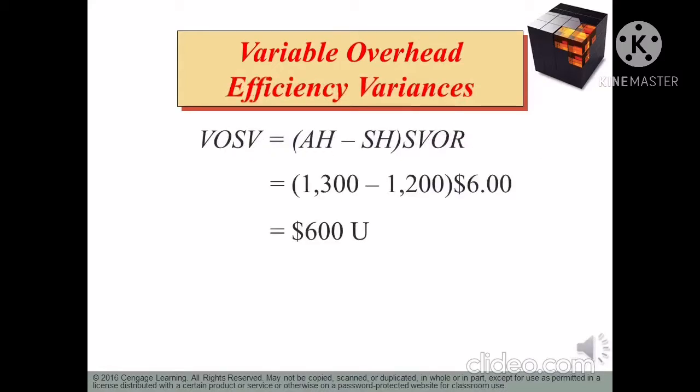Move to variable overhead efficiency variance, where the formula is AH minus SH, then multiplied with SVOR. The actual hours here are 1,300 minus 1,200. This 1,200 you can get from the previous slide, where it is the hours allowed for production. Then multiply with SVOR. The SVOR is $6. Then the final answer you will get is $600.